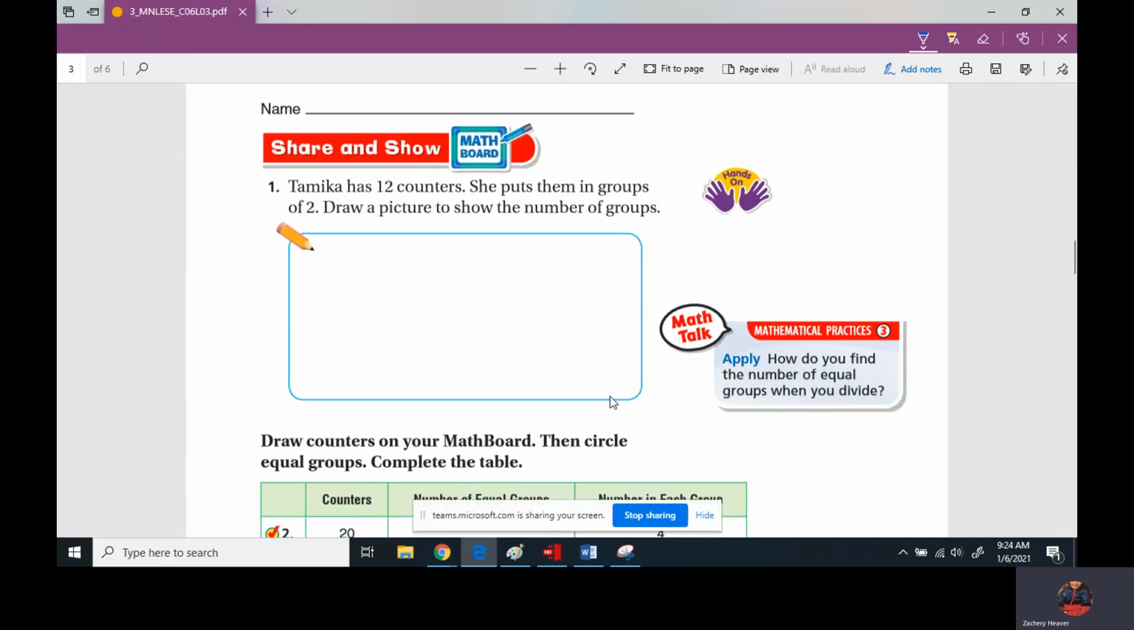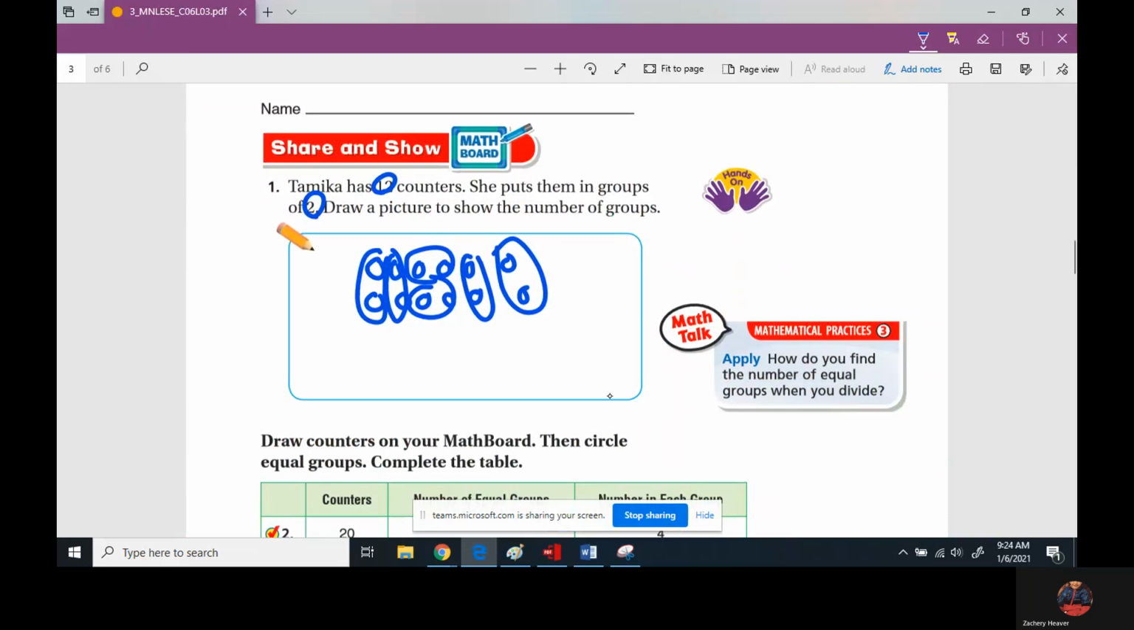Tamika has 12 counters. She puts them in groups of 2. So draw 12 counters. 9, 10, 11, 12. Groups of 2. Here's 2. Here's 2. Here's 2. Here's 2. Here's 2. And here's 2. I circled them any way I wanted to, as long as there's 2 in each and only 2 in each. So I have 1, 2, 3, 4, 5, 6. 6 groups. That's simple.